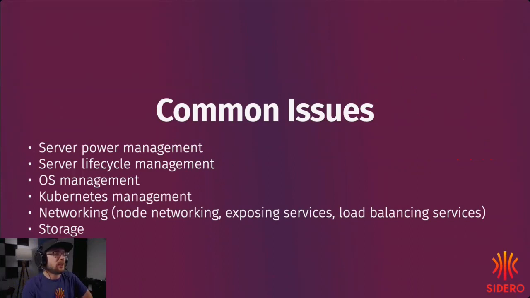And it's a very human process. A human has to figure out when the machine needs to be turned on or off. And if maybe it is turned off accidentally, you need to set up alerting and all that good stuff to make sure that you are notified. The next issue that we commonly see is the server lifecycle management, which is things like installing the operating system and uninstalling the operating system. And how do you do that in an automated fashion?